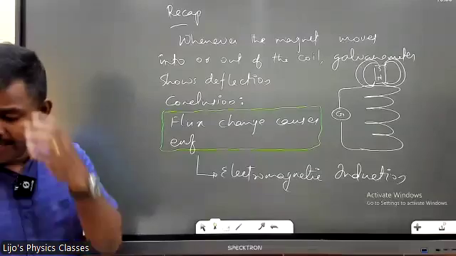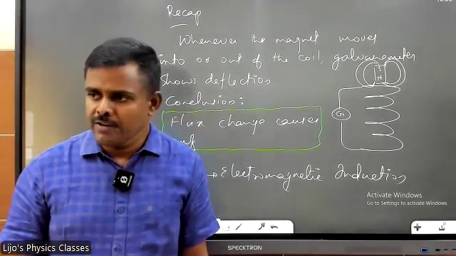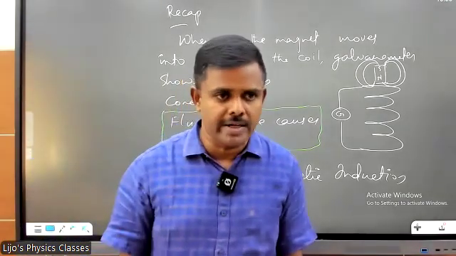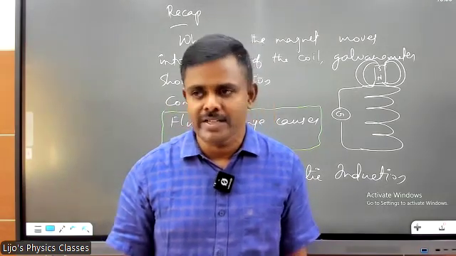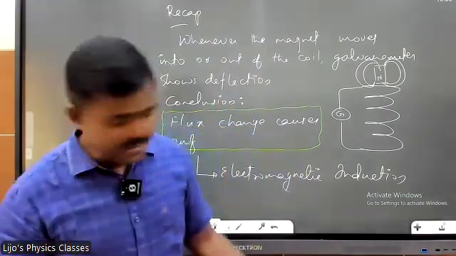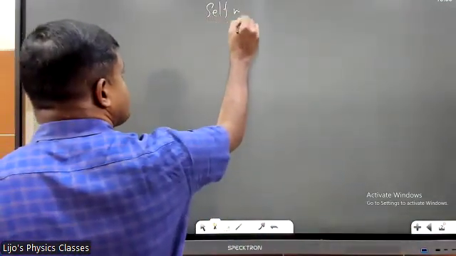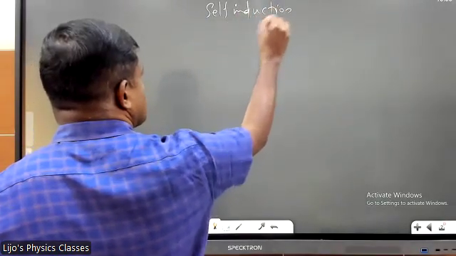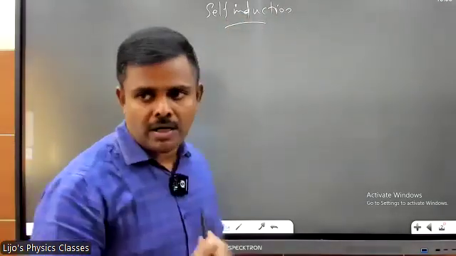And electromagnetic induction is further classified into two. What are they? Self-induction and mutual induction. If you don't answer, I'm going to ask you to write it 100 times. Self-induction and mutual induction. So let us write this first. Self-induction. Write the name. From the name itself, it is clear. Self means on its own.